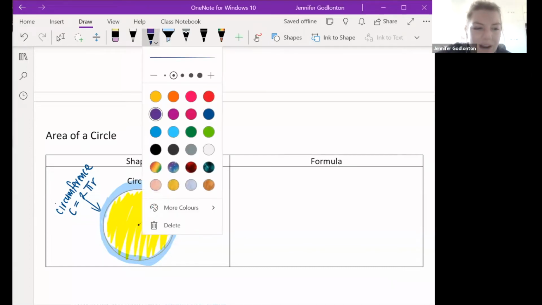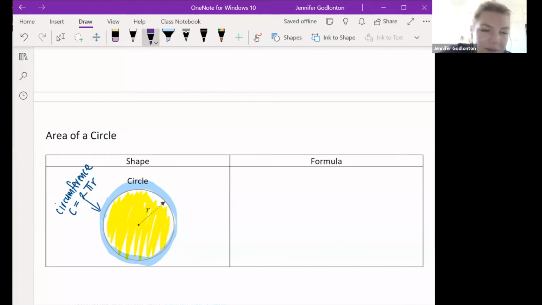How would I be able to write a formula with regards to a radius and a diameter? How could I write a formula that includes a radius and diameter? How do they relate to each other? A radius and a diameter. Maybe think about it like this. What is the relationship between a radius and a diameter?